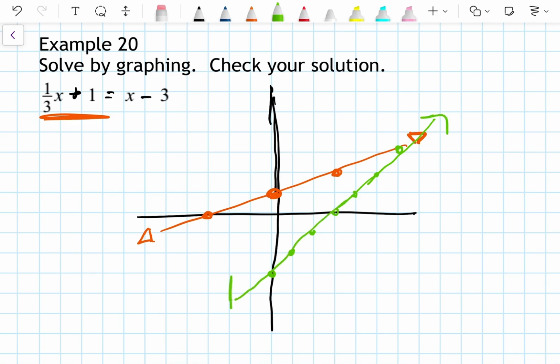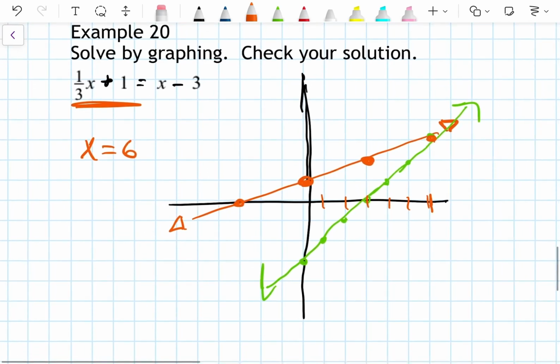It'd be like that. And just to make sure, I'm going to go back to this orange point here. Slope of 1/3, so up 1 and over 3. Yep, so there's my point. That would be at 1, 2, 3, 4, 5, 6. So x equals 6.